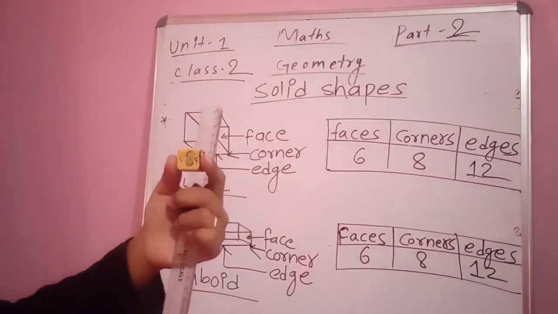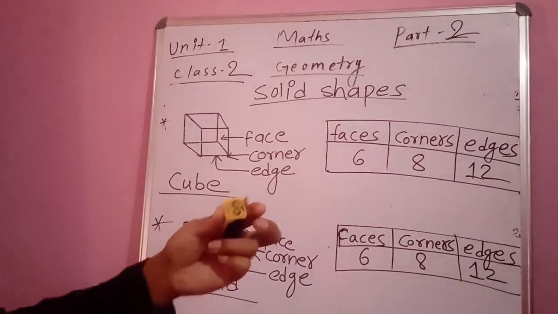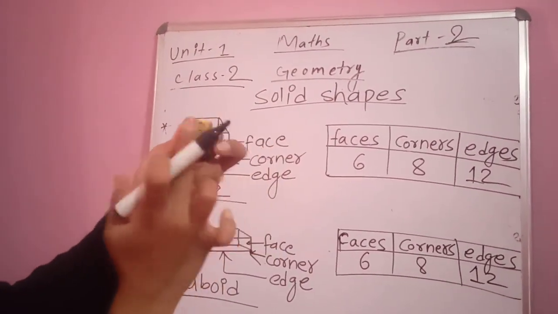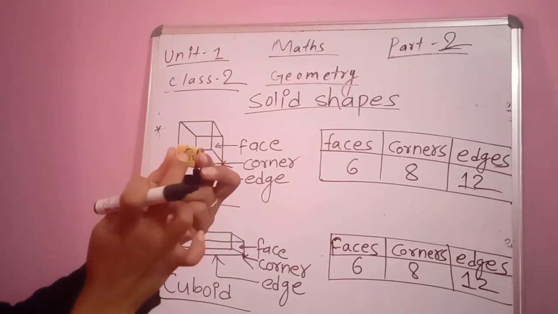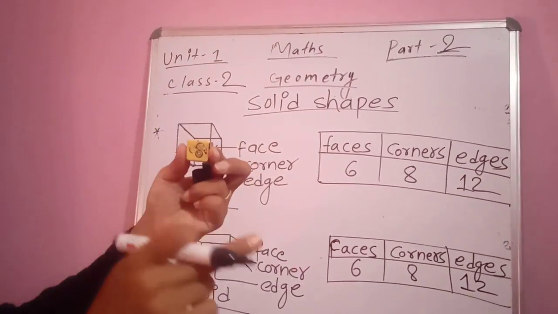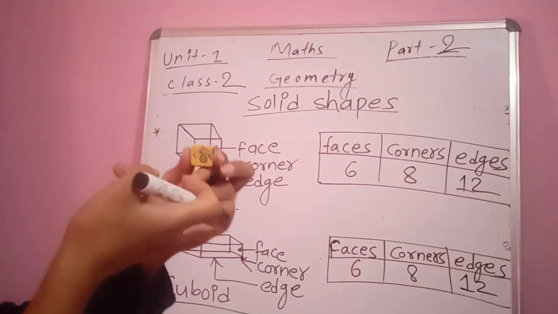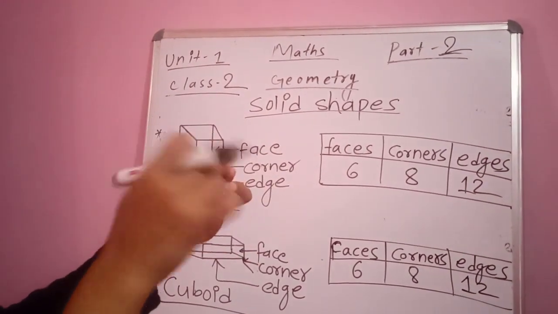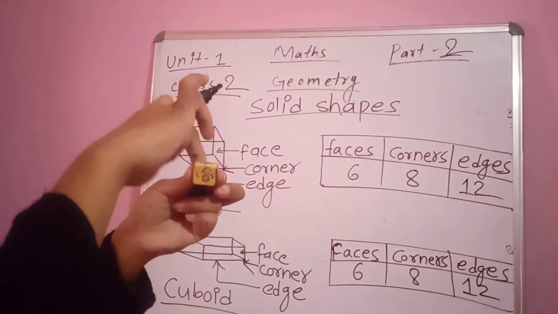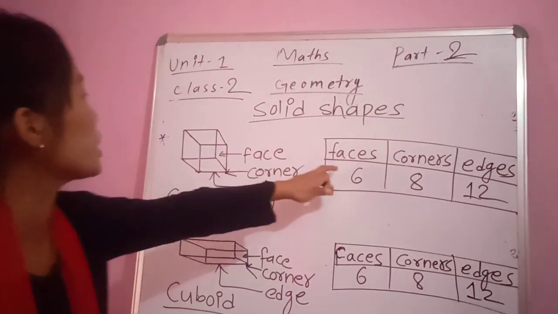So now, faces. How does this cube have 6 faces? Now I am going to tell you all. This is called the faces, this plain part. 1, 2: 1 in front, 1 in back, altogether 2. 1 up, 1 down, altogether 4. After that, on this side, 2 more. So 1, 2, 3, 4, 5, 6. So I have written here 6 faces.